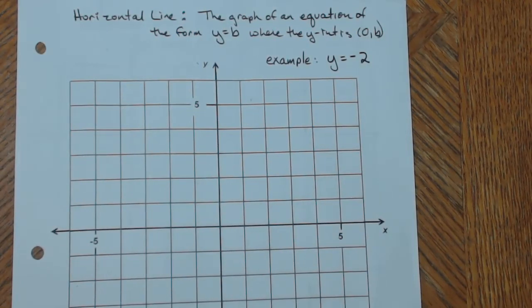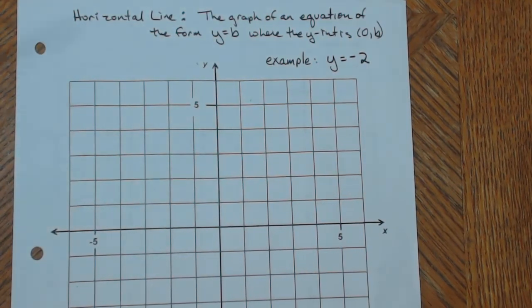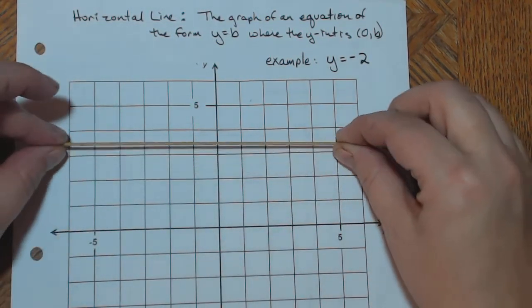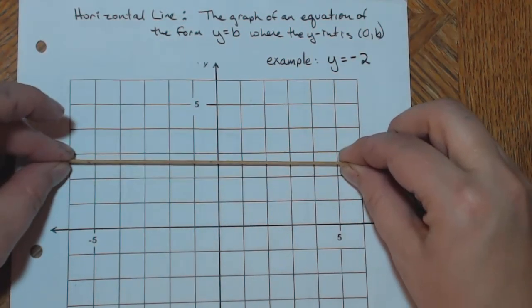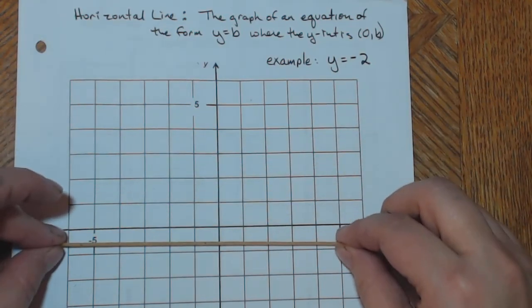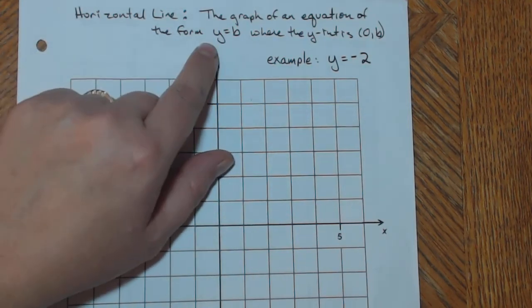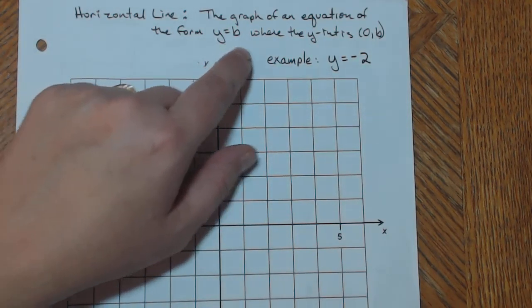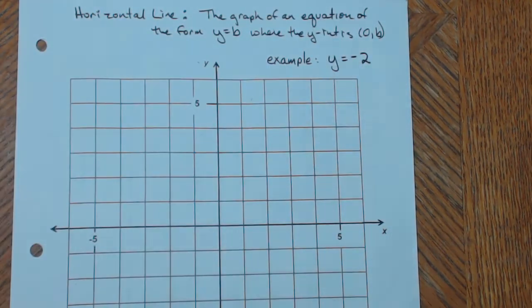In this video, we're going to look at two special cases that come up when we're graphing linear equations. The first case we're going to look at is a horizontal line. When you think of a horizontal line on a graph, like the horizon, it would go straight across. So horizontal lines would be flat lines straight across the graph. So the graph of the equation of the form y equals b, where the y-intercept is the point (0, b). So that's the definition of a horizontal line.